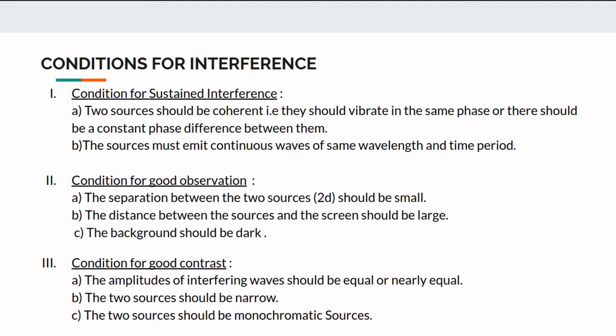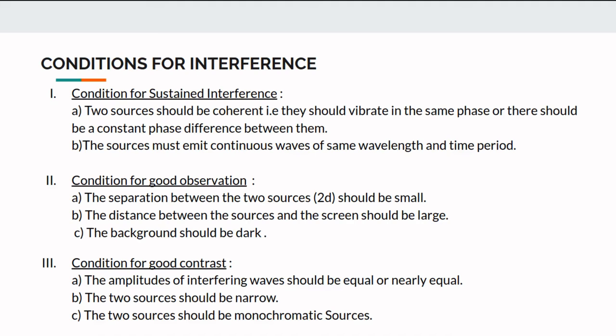Next, the two sources should be narrow. The second condition is the two sources should be narrow. That's why in Young's double slit experiment, S1 and S2 are two narrow pinholes. So they act as two narrow sources.